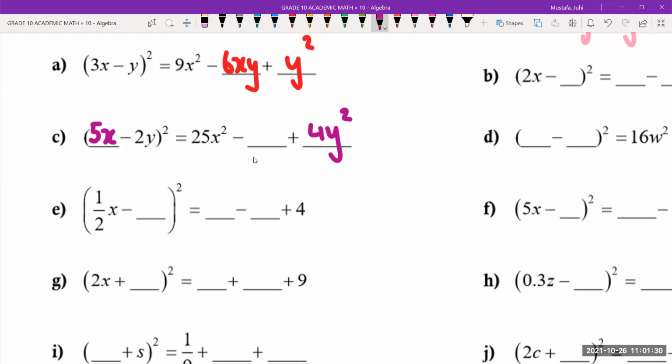How do I figure out the middle term? I take the 5x times the 2y times the number 2. So what is 5x times 2y times 2 going to give me? Yep. I don't look at the signs. I put in my signs later. I'm just looking at the numbers. That's it. 20xy, and that would be your final answer.